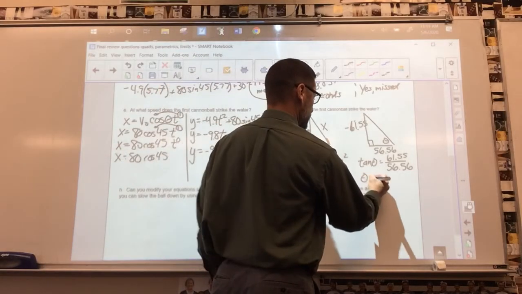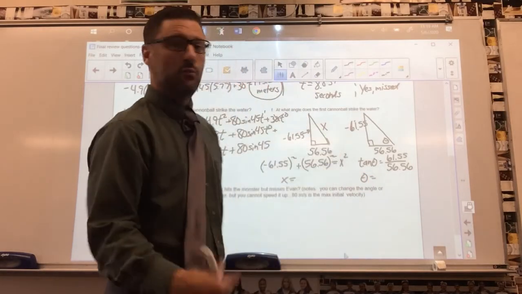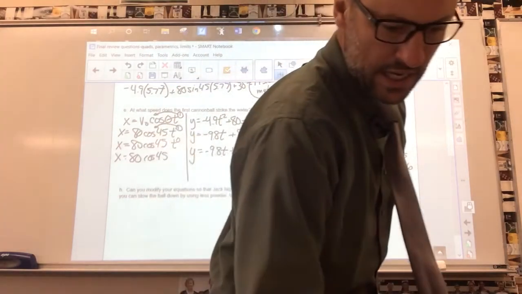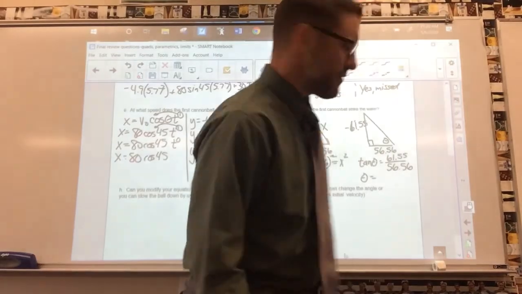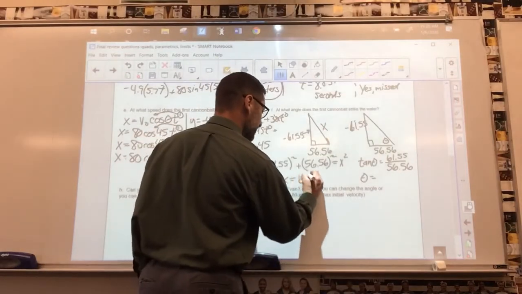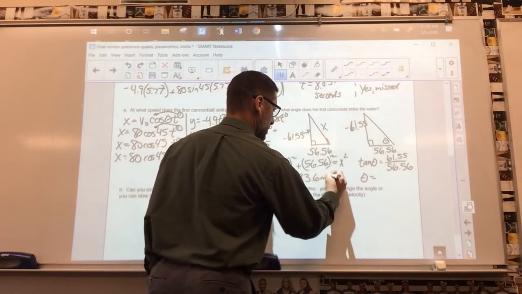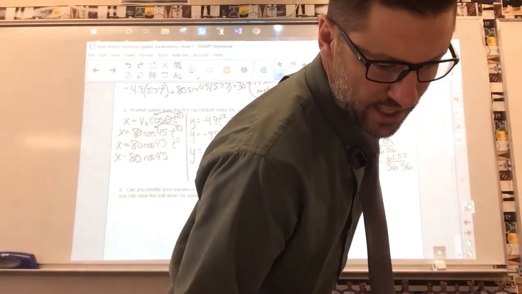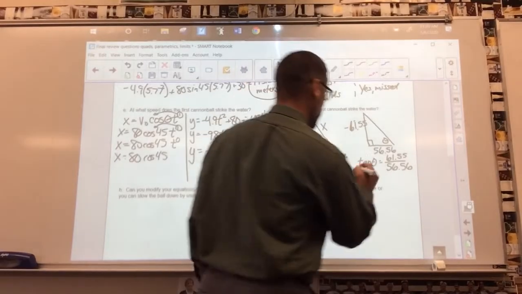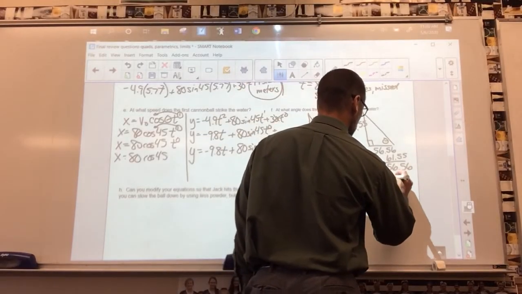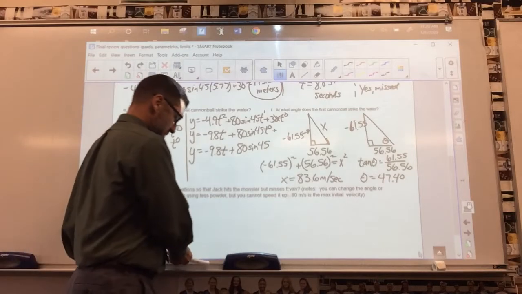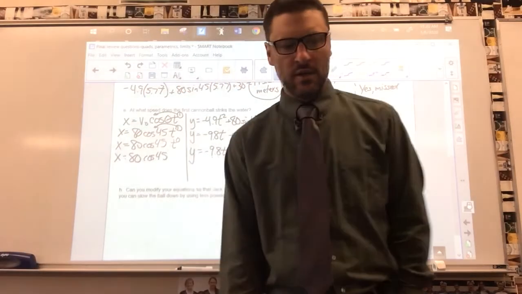My theta value is whatever I would get when I hit the tangent to the negative 1 of that. The two answers I got: 83.6 meters per second, and my other one, it's coming in at a 47.4 degree angle. I just used calculus to figure out how fast that cannonball was going and where it hit.